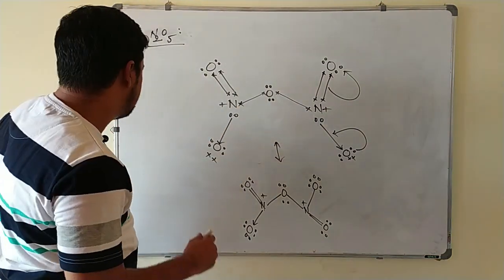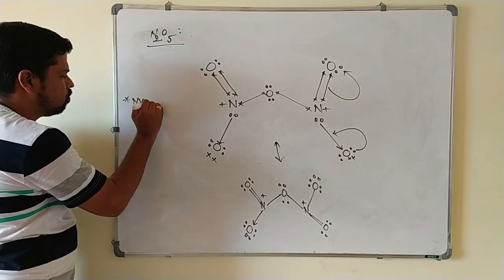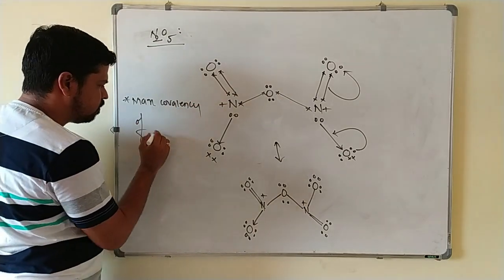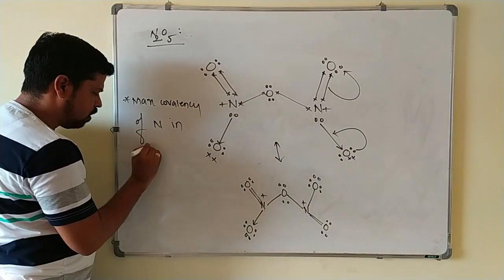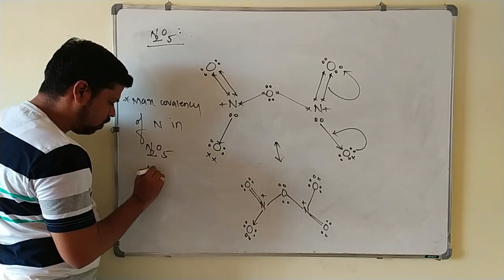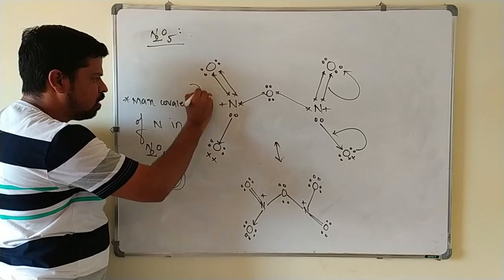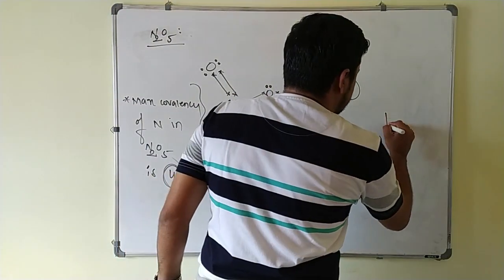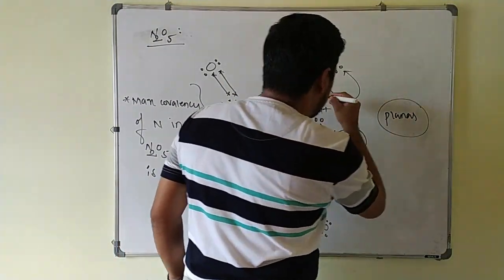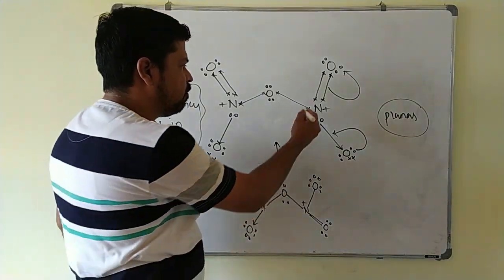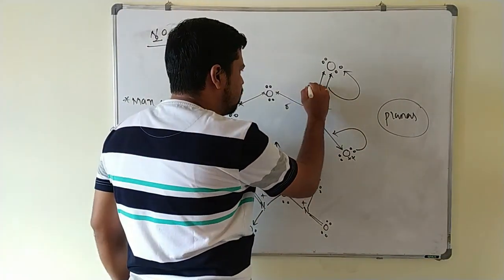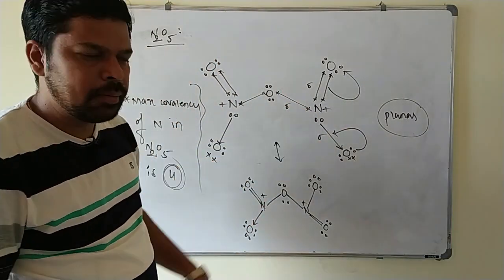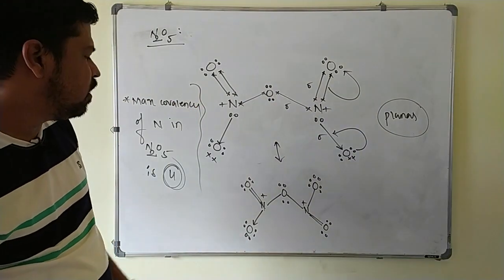They will ask one question: what is the maximum covalency of nitrogen in N2O5? That is 4. I will write here, maximum covalency of nitrogen in N2O5 is 4. This one you have to remember. This N2O5 also has a planar structure because each atom has a maximum of 3 sigma bonds only. For example, if you go for this nitrogen, 1 sigma bond, 2 sigma bond and 3 sigma bond. Already we know that any molecule with up to 3 sigma bonds is planar in nature. This is about N2O5.